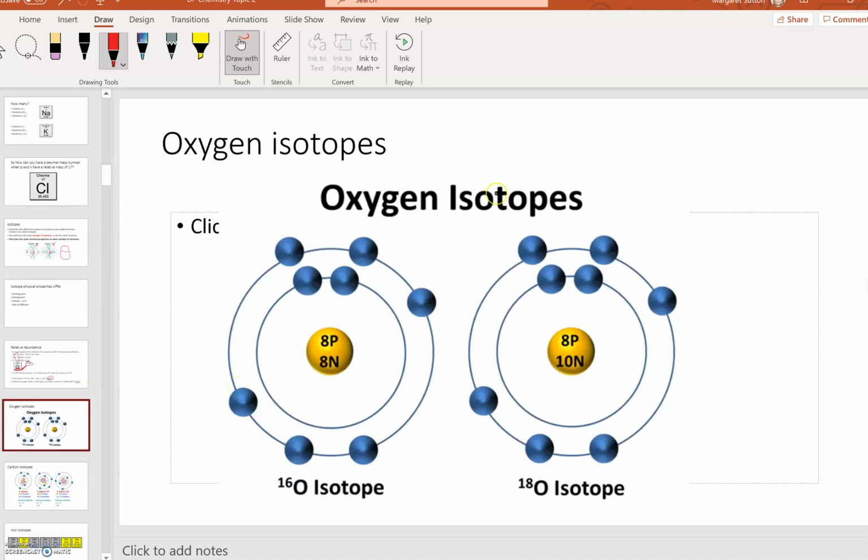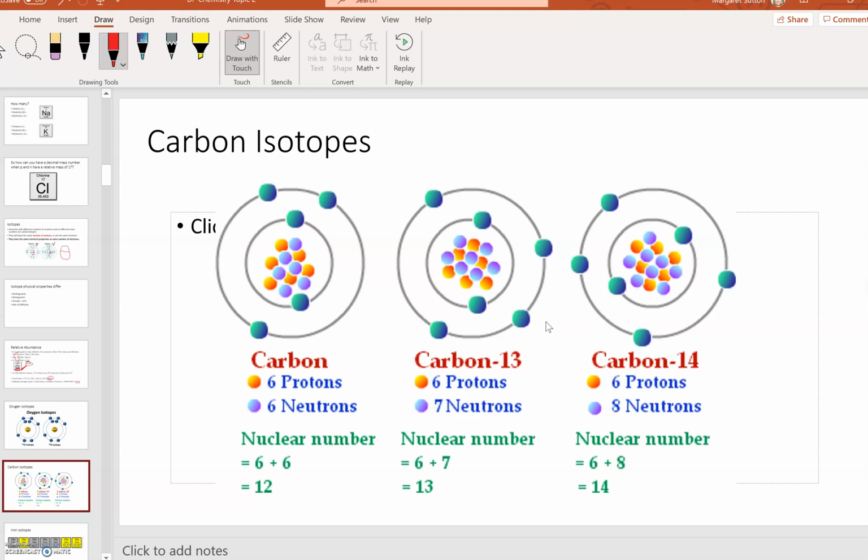So there are two oxygen isotopes, oxygen 16 and oxygen 18. The only difference is that the oxygen 18 has 2 extra neutrons, making it heavier. And here we've got carbon isotopes. So we've got carbon 12, carbon 13, and carbon 14. Carbon 14 is actually used in carbon dating, and you can look that up. It's super interesting, but I won't do that on this video now. And you can see they have the same number of protons, so they're the same element, but they've got different numbers of neutrons. So they're isotopes, and they're going to be heavier.